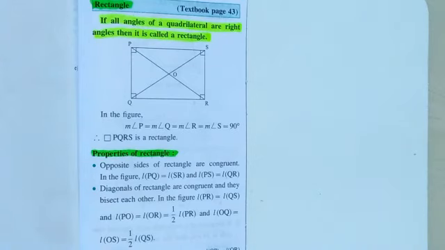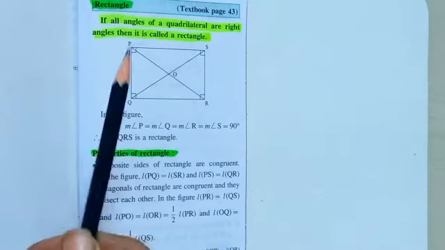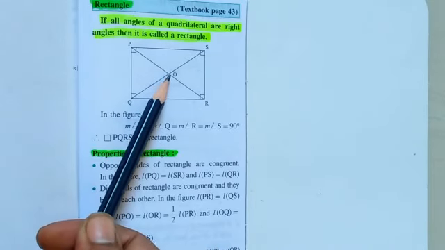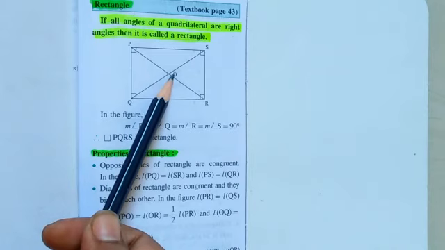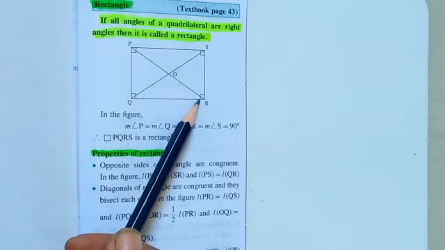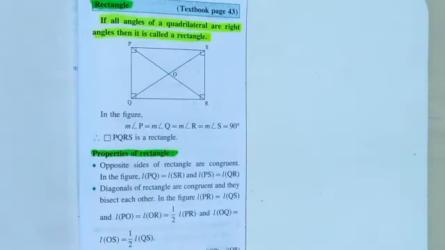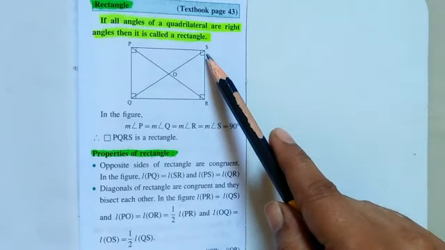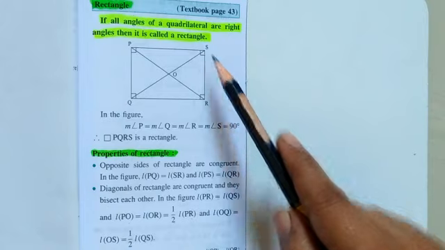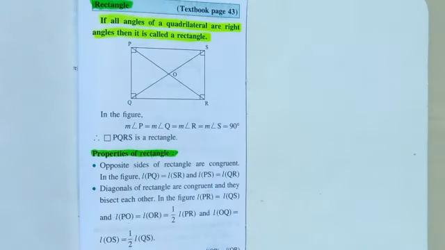Another most important property of the rectangle is that the diagonals of a rectangle are congruent and they bisect each other. It means that the measurement of half of the diagonal, PO, is equal to half of PR, because these two diagonals bisect each other at one point. So PO or OR is equal to half of PR. In the same way, for the other diagonal, QO or OS is equal to half of QS.